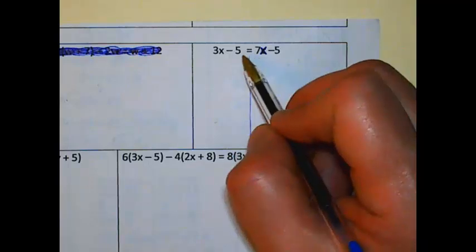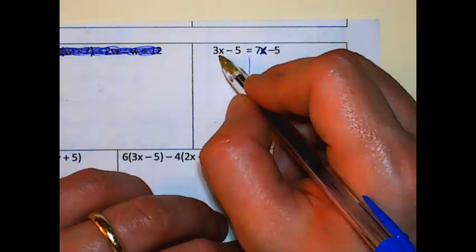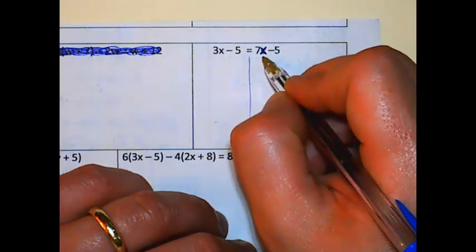We cannot combine any terms. So let's go ahead and rearrange the numbers. Numbers with x stay to the left. Numbers without x go to the right.